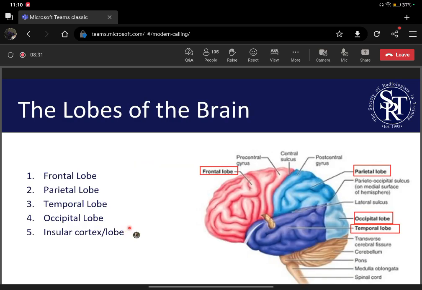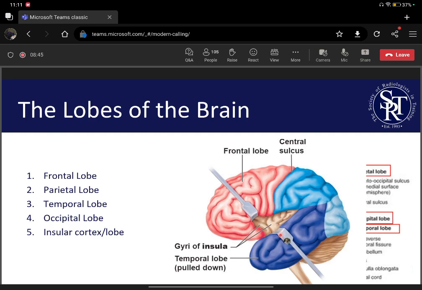And it can be grossly divided into 5 lobes. So we have the frontal lobe anteriorly, parietal lobe, occipital lobe, and temporal lobe. And just deep to the temporal lobe, we have the insular cortex or insular lobe, which is seen on this diagram with the temporal lobe retracted down.